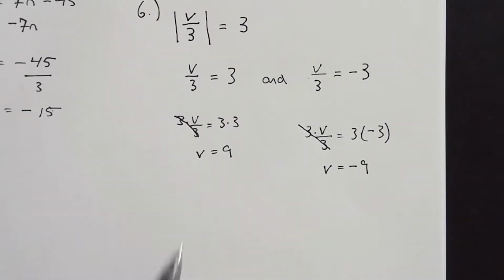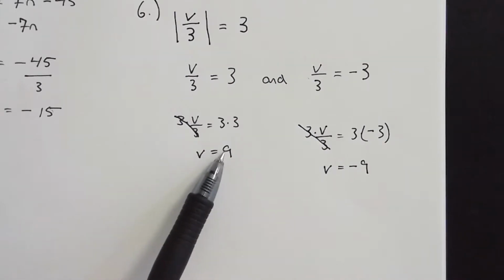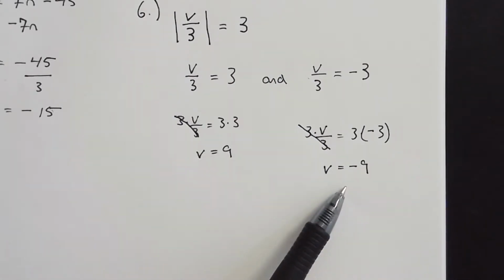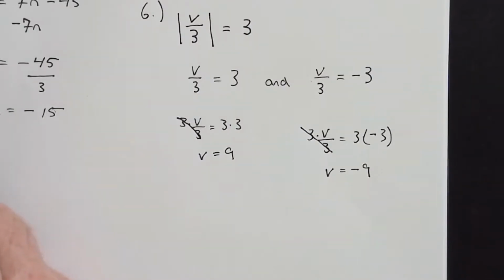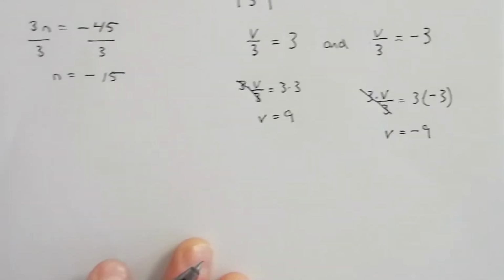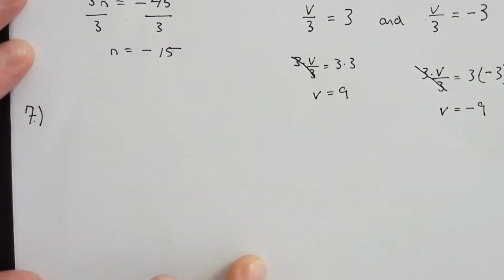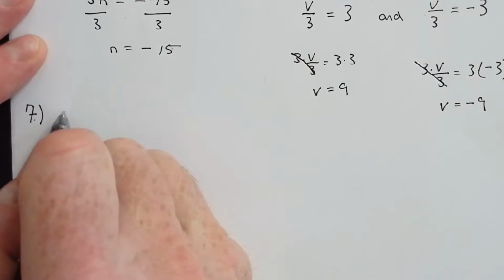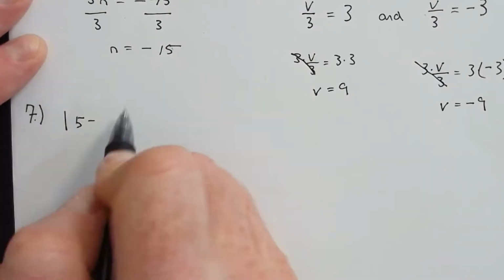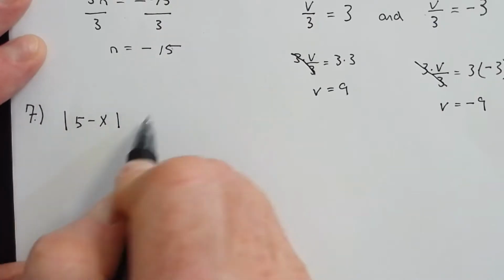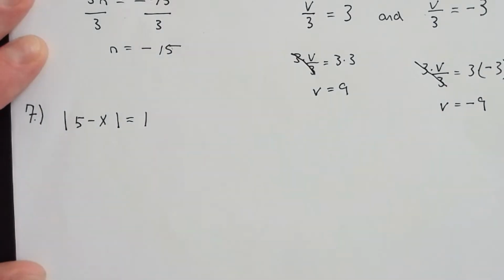So the answer would be v is equal to 9 and v is equal to negative 9. So you have two choices for v. Seven. The absolute value, 5 minus x is equal to 1.